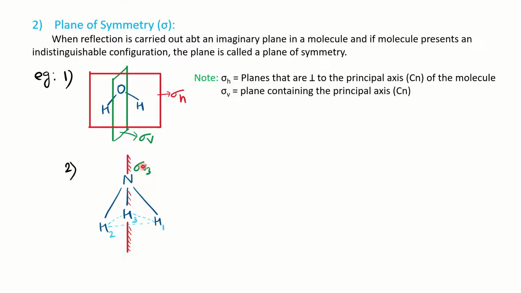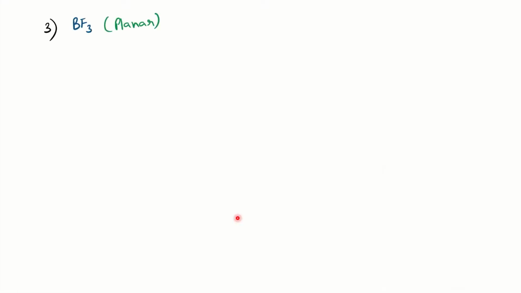Now you have on this vertical plane one nitrogen and one hydrogen, so this is constant, and the other you can see, if you have a mirror on this, the two are indistinguishable. Similarly, if you rotate, H2 will go to the H3 place or H1 may come to the H3 place. So like that you have 3 sigma V planes for this molecule. Basically it has 3 sigma V vertical planes which contain the principal axis.